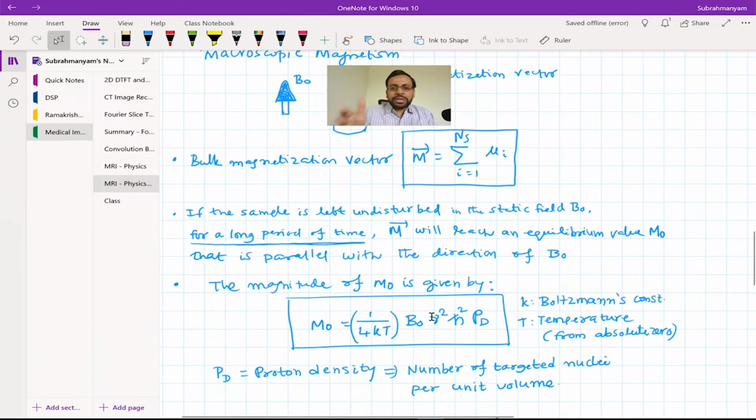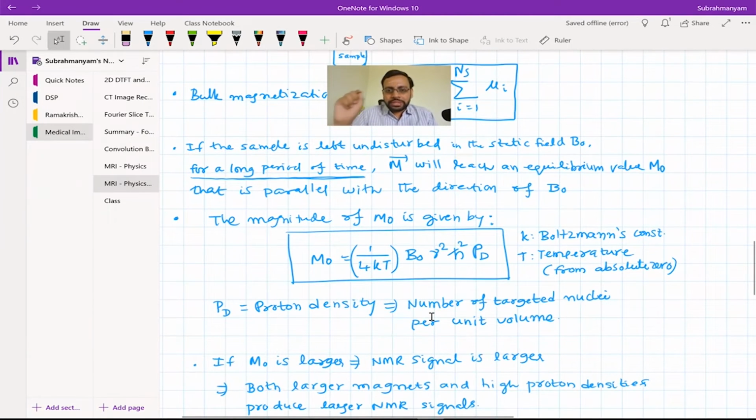Similarly, this gamma is what? Gyromagnetic ratio. That's a constant for a given atom, hydrogen. We already know gamma by 2 pi is 42.6 megahertz, right? That's constant, nothing to worry about. h-bar is nothing but h over 2 pi, where h is Planck's constant. Again, constant, don't worry about that. And the next term you have is proton density. Why are we calling this proton density? When you consider a hydrogen atom, you are talking about a single proton there. So that's why this is also referred to as proton density.